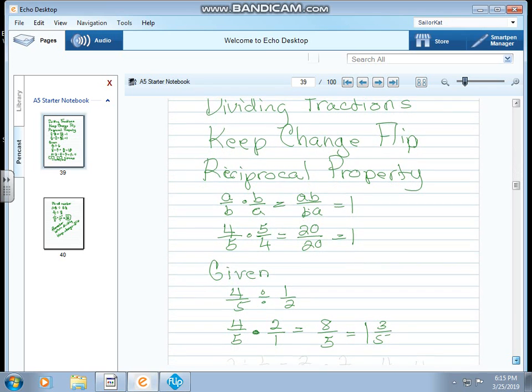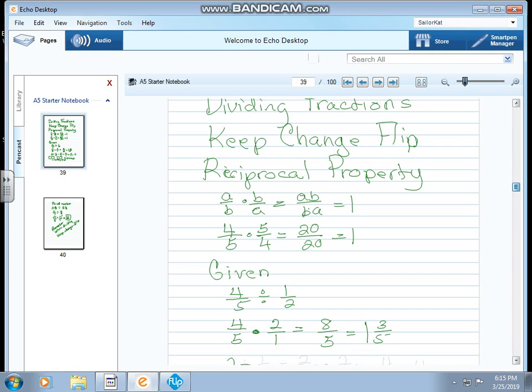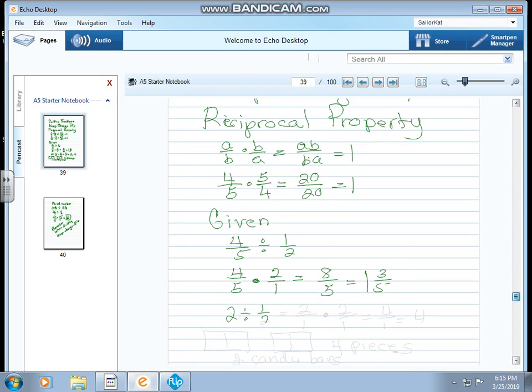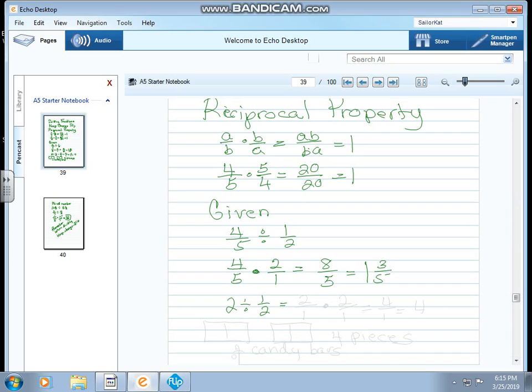Another example is if you take 2 divided by 1/2. Remember that a whole number you can put over 1. It's also a rational number. So 2 over 1, switch to multiplication, flip, and you get 2 times 2 and 1 times 1, which is 4 over 1, which is 4.